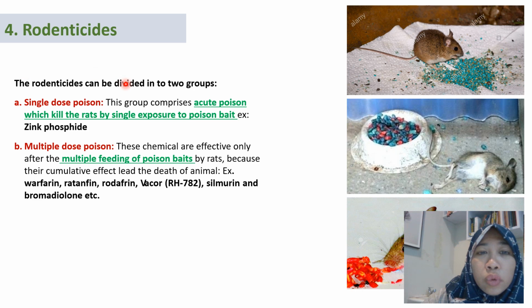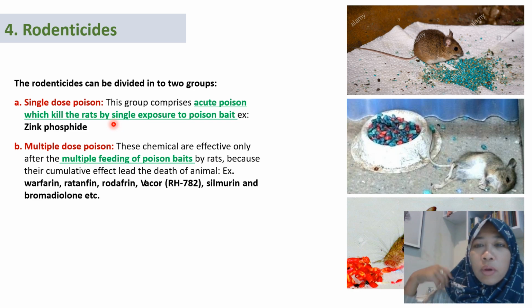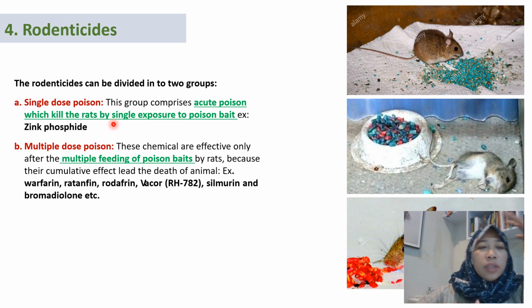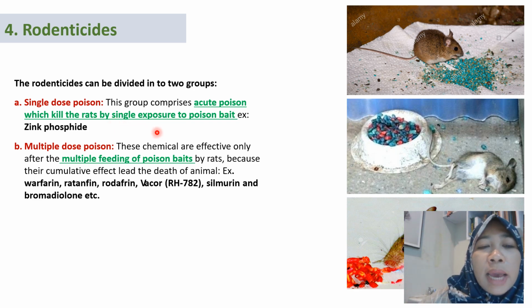Rodenticide can be divided into two groups: single dose poison and multiple dose poison. What is the difference? The single dose poison is acute poison. Acute poison is strong poison, which kills the rats by a single exposure to poison bait. This is a very strong poison. The difference with multiple dose poison is that this chemical is effective only after multiple feeding of the poison by the rat. So they die after multiple feeding of the poison bait.